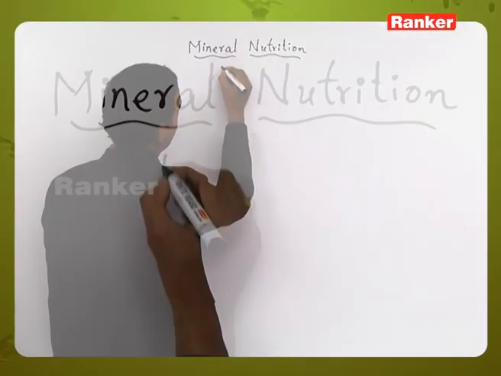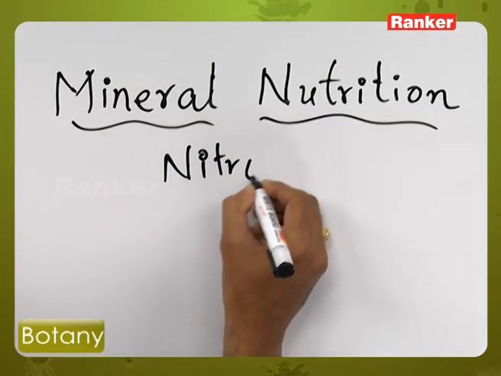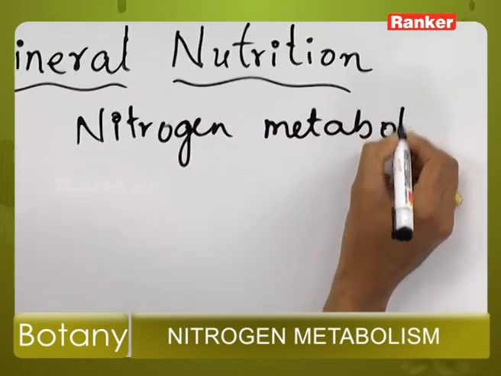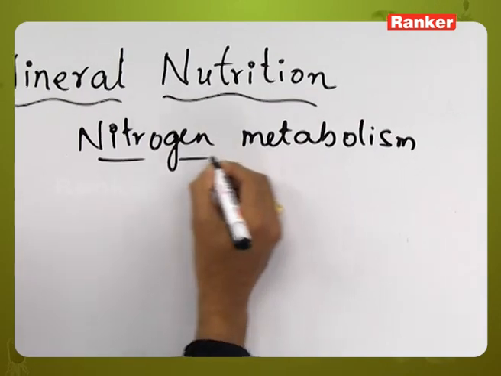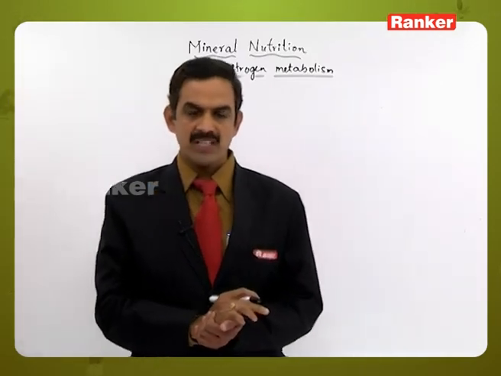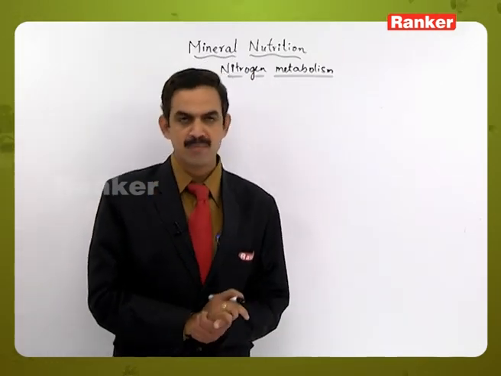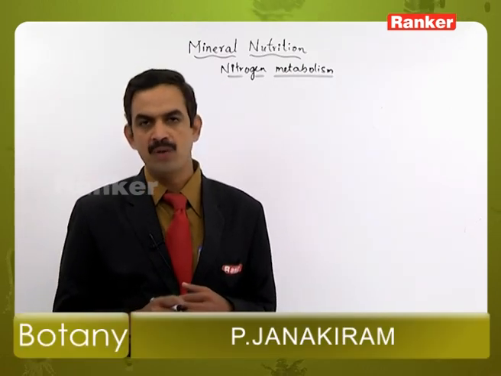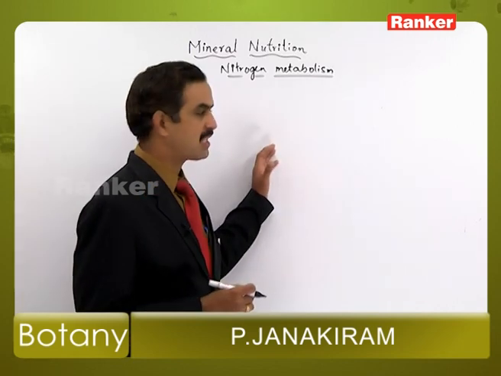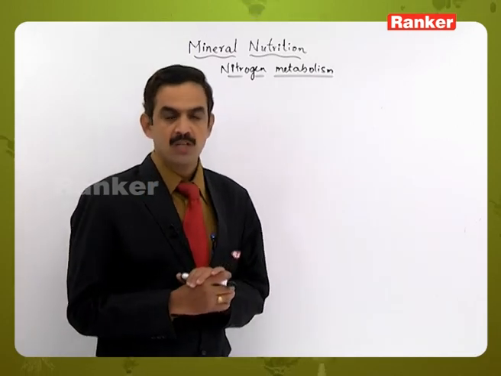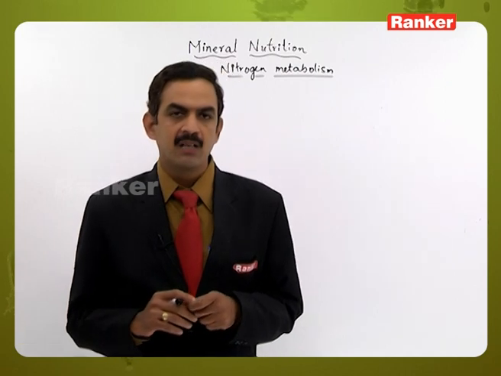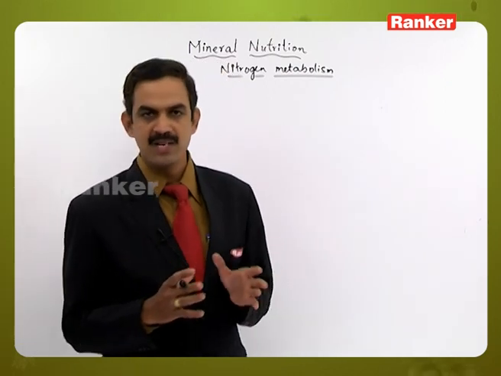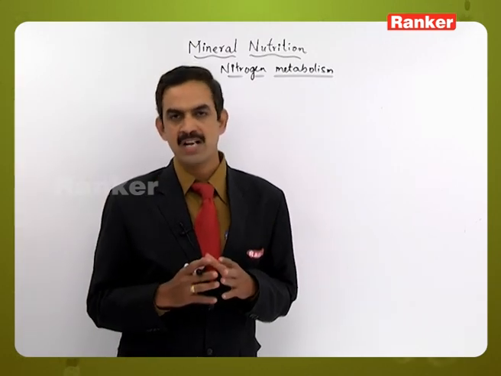So the next one is nitrogen metabolism. After carbon, hydrogen and oxygen, the next most important element is nitrogen, which is a major constituent part of various types of biomolecules present inside the plant body. That's the reason why nitrogen is a crucial, most important or vital element, along with carbon, hydrogen and oxygen.